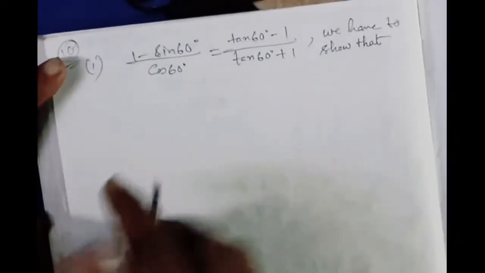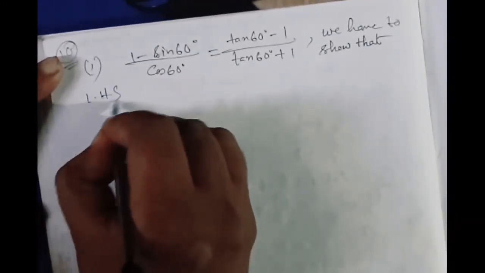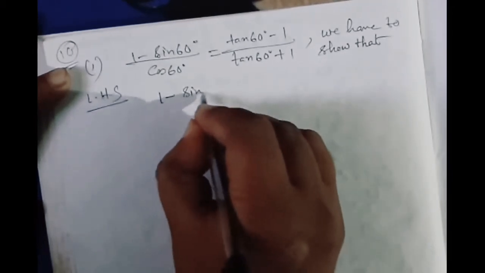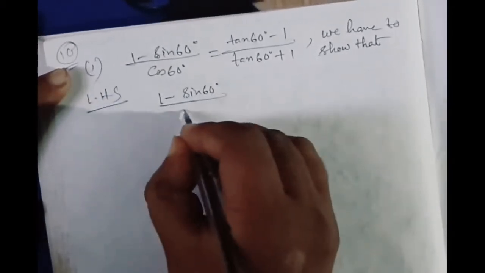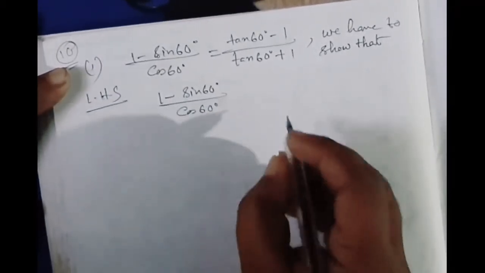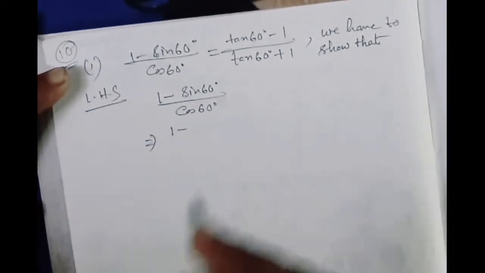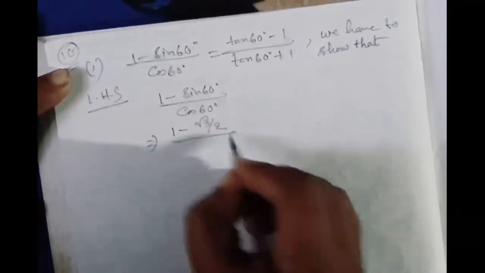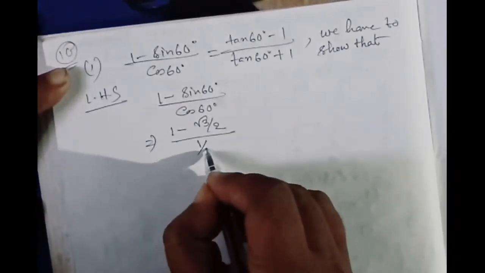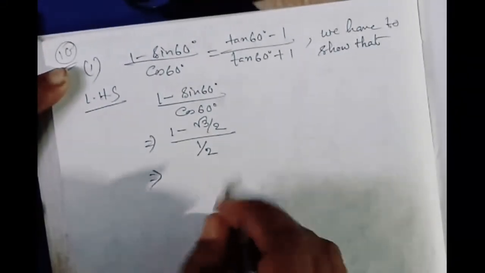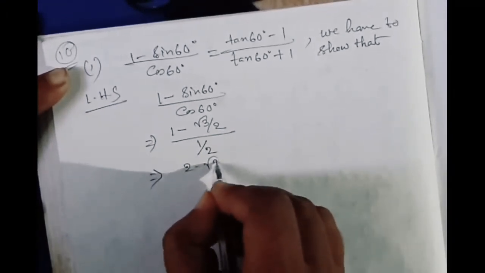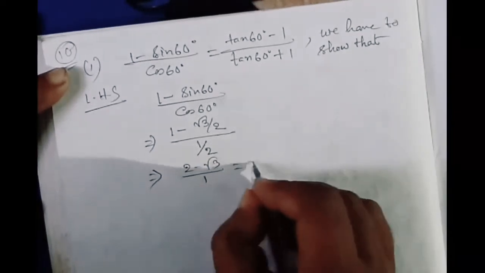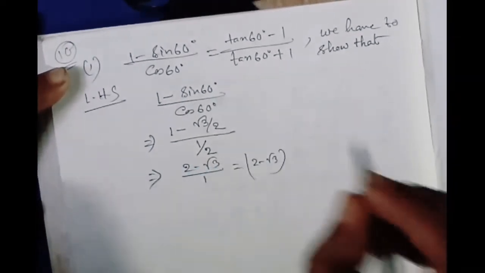Now first come to the LHS. 1 minus sin 60 degree by cos 60 degree. Sin 60 value is root 3 by 2, and cos 60 is 1 by 2. So by calculating we are getting (2 minus root 3) by 1, so that is equal to 2 minus root 3.